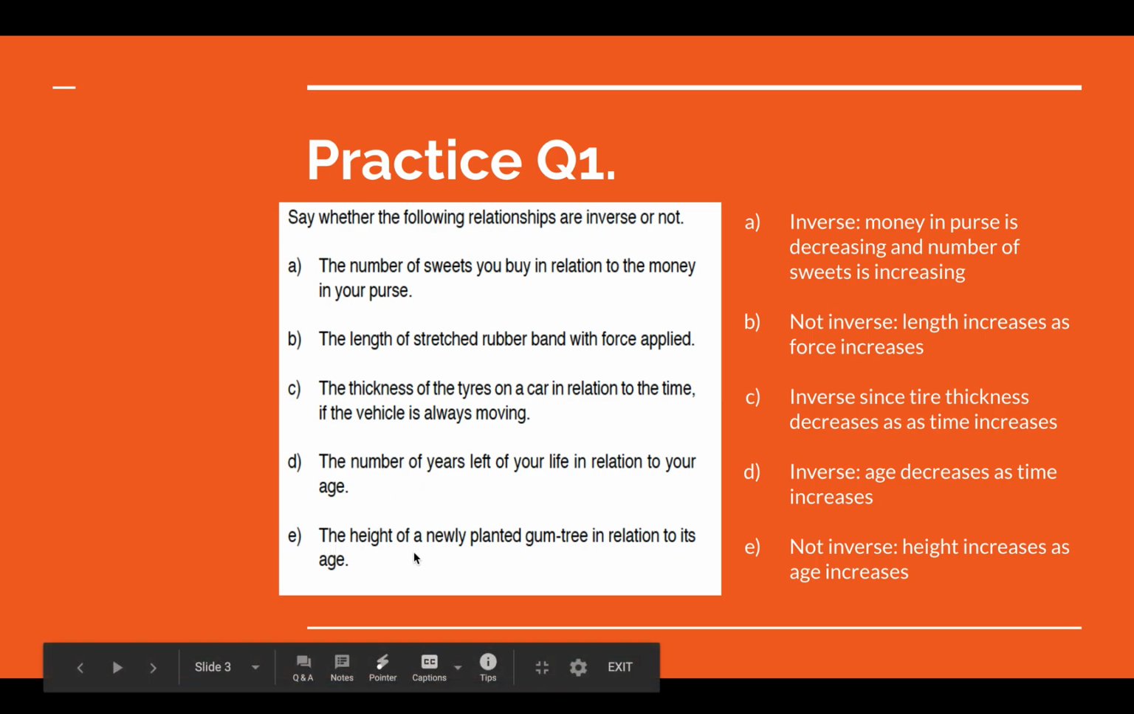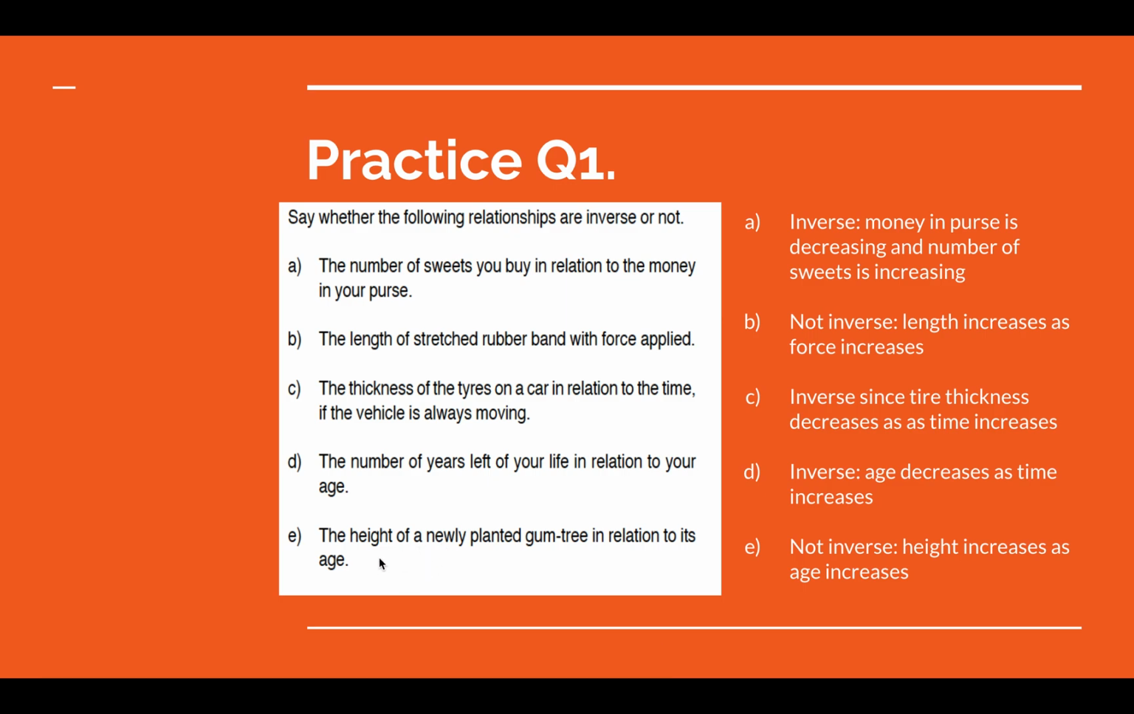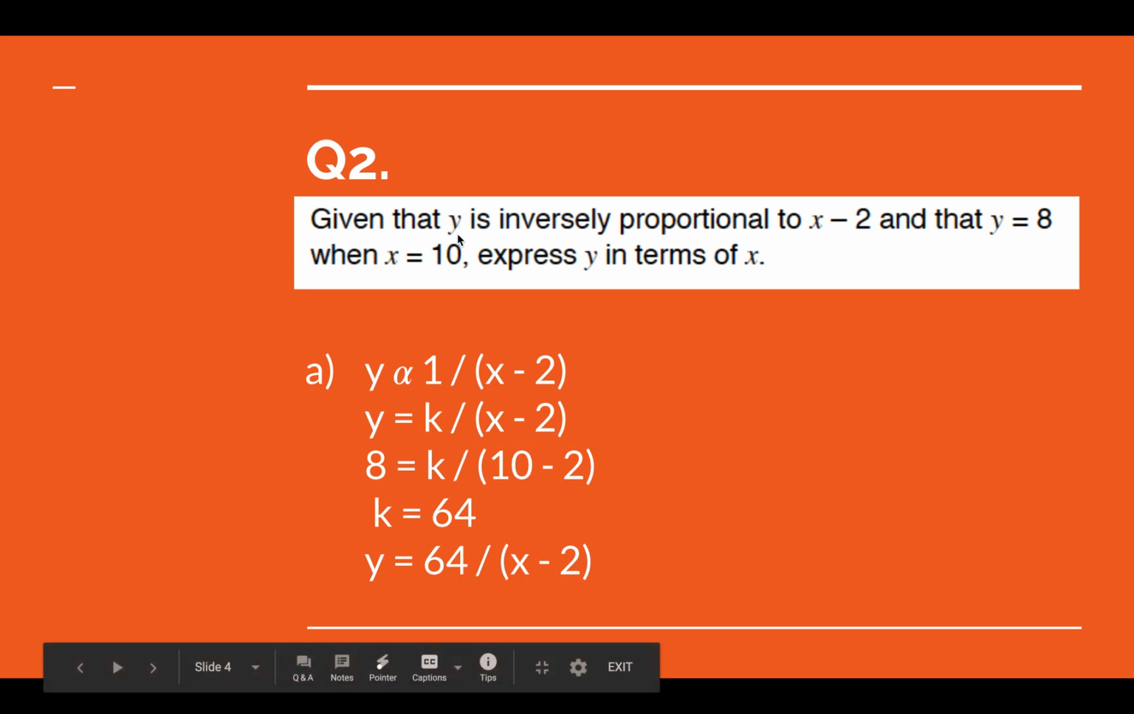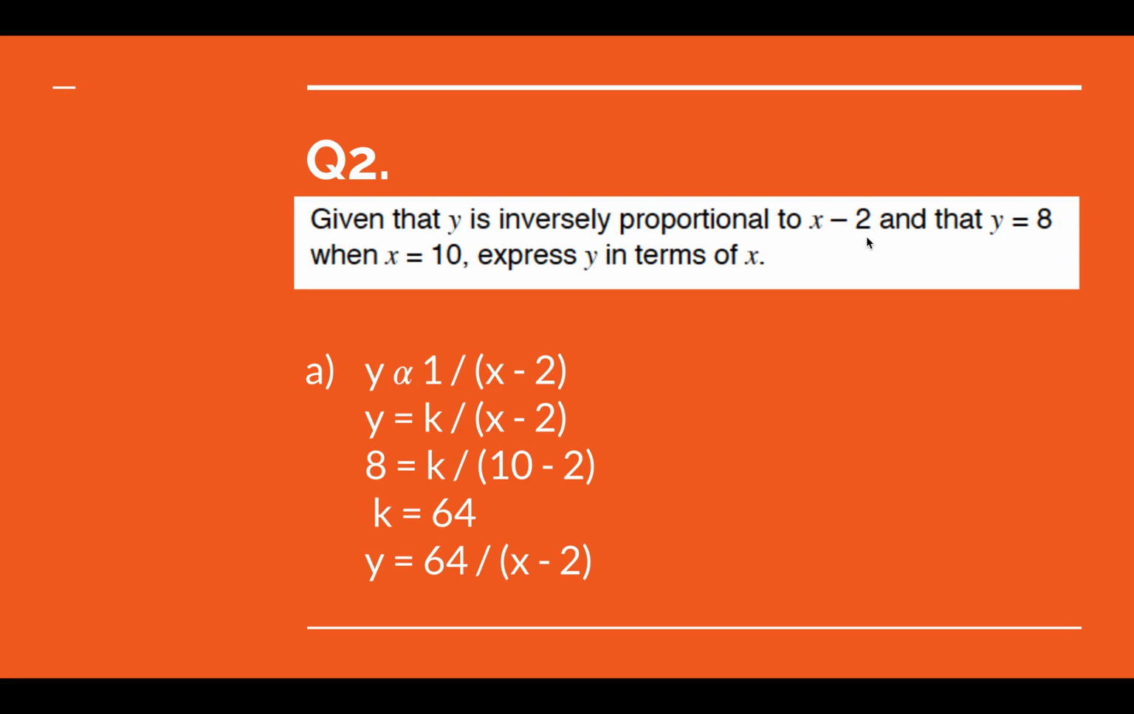Then the height of a newly planted gum tree in relationship to its age. As this gum tree grows older, it also grows taller. So height is increasing with age, and this is a direct relation. It's not inverse. Here we're given this example whereby y is inversely proportional to x minus 2.